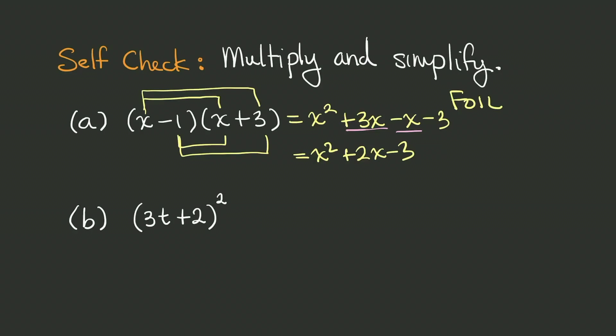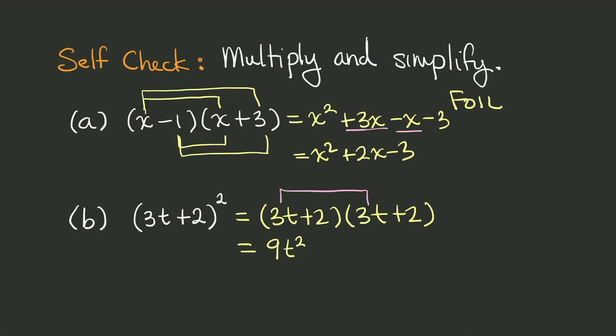Part B has the binomial 3t plus 2 squared. We can rewrite this as 3t plus 2 times 3t plus 2. Now we can use the FOIL method. We'll take the first terms. That's going to give us 3t times 3t, which will be 9t squared. Now we can take the first term and the last term, that's the outer terms. That will give us 3t times 2, which is 6t.